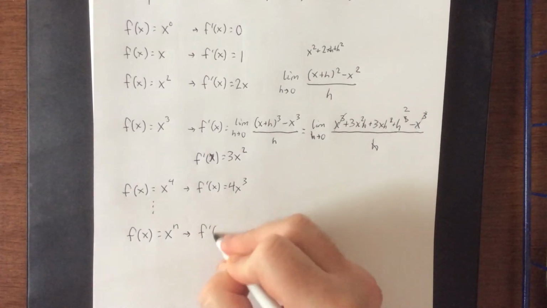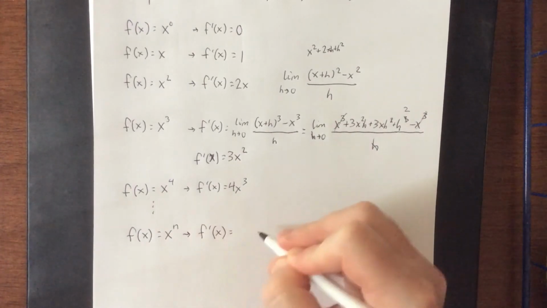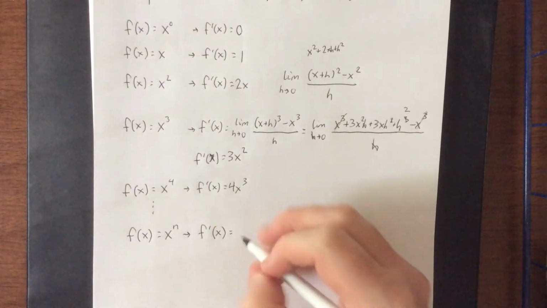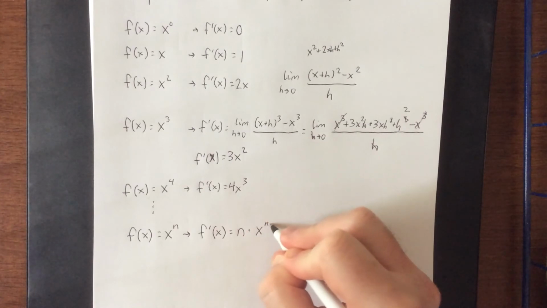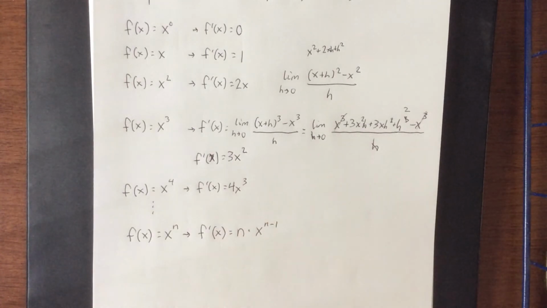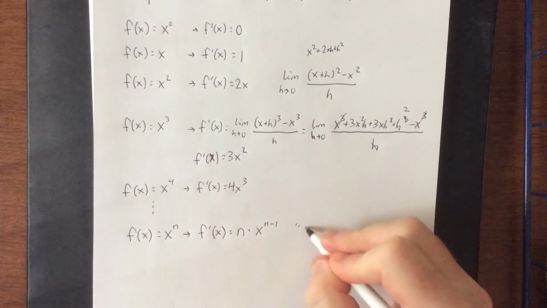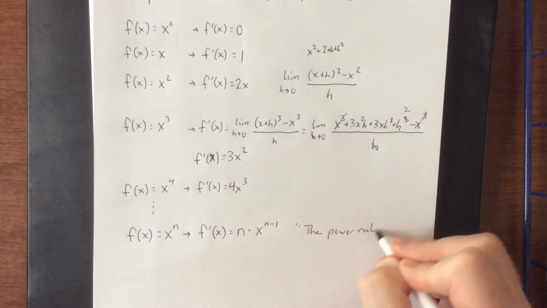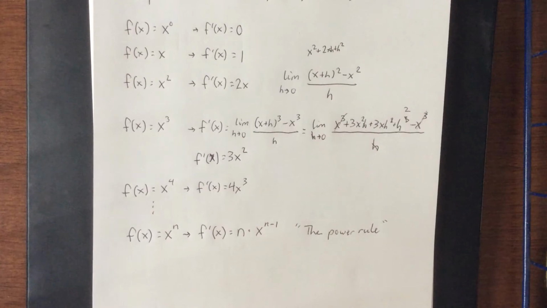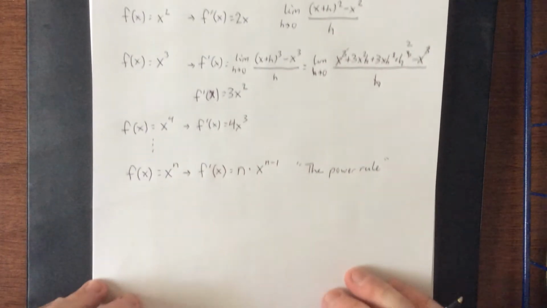So, in general, the power rule looks like the following. If you start with x raised to the n power, that will be n times x raised to the n minus 1 power. Formally, this is known as the power rule. It is a derivative shortcut for how to take the derivative of powers of x.